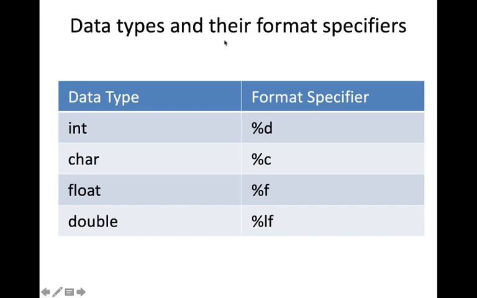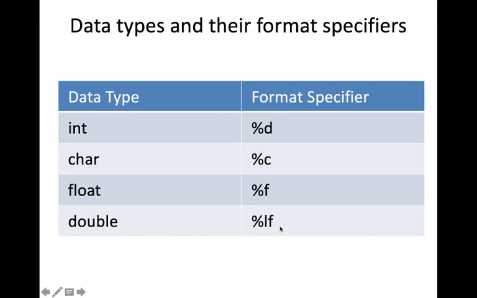Then these are the data types and their format specifiers for integer and character. We will be mainly using only these four format specifiers. For integer we have to use %d, for character we use %c, for float %f, and for double we use %lf.